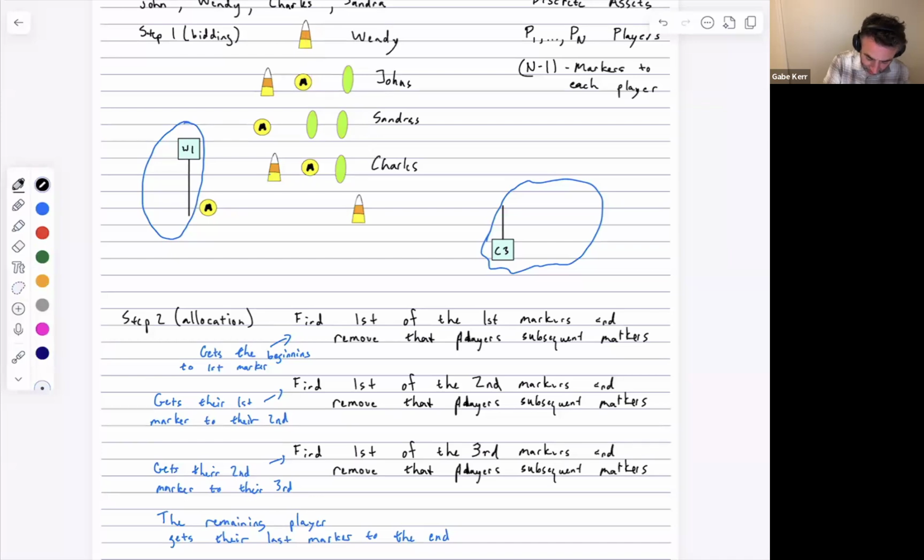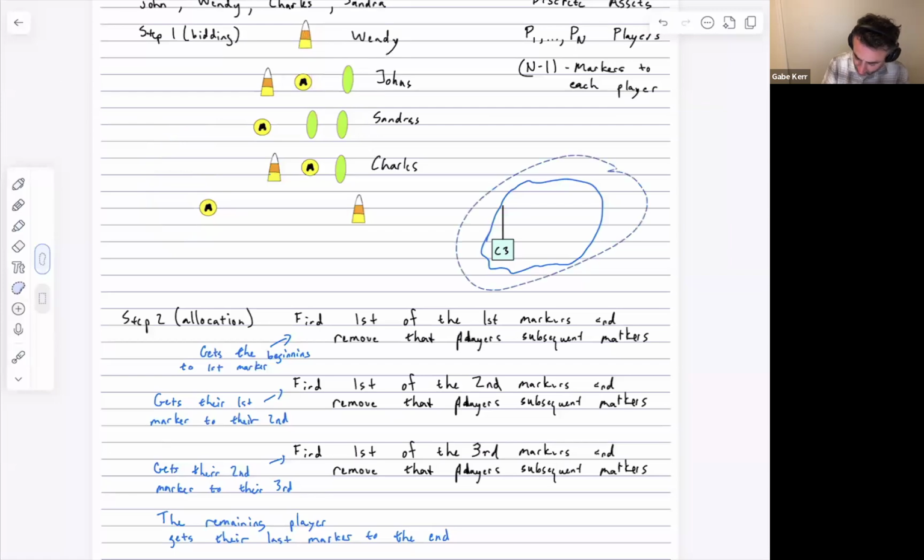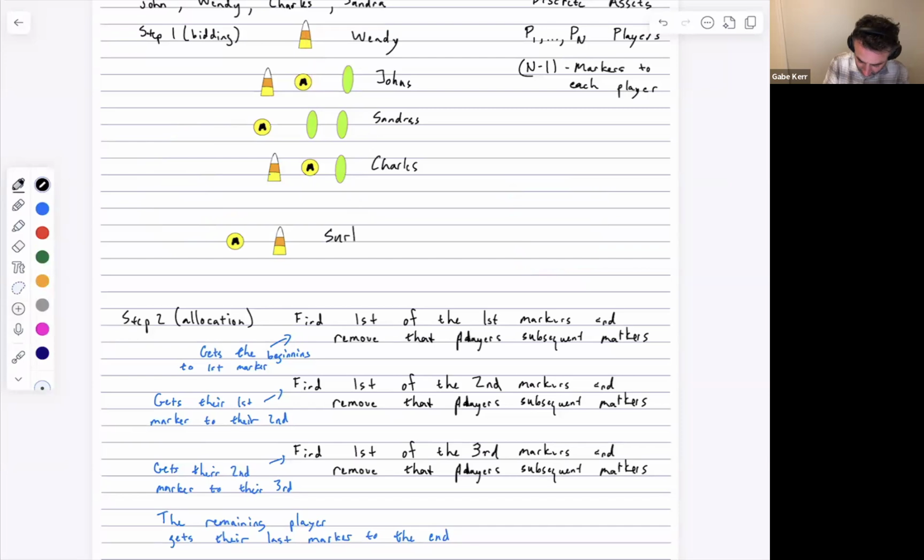We see that there are these two remaining pieces. And they didn't get divided up into anything. So these two pieces are called the surplus. And what you do with the surplus is you can do whatever you want. Typically what you do is you randomly rotate through the players and let them choose from the surplus until the surplus is gone.